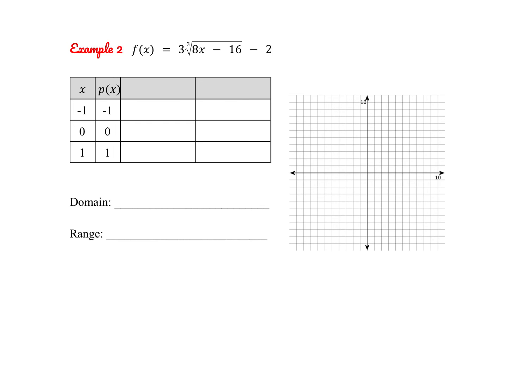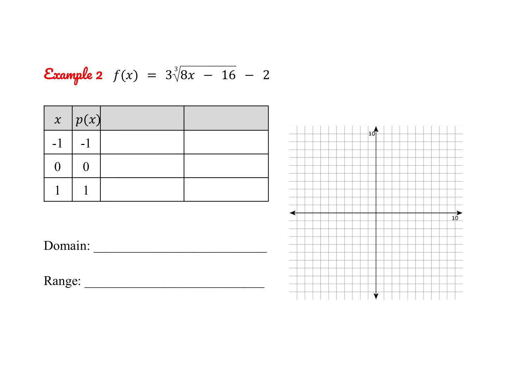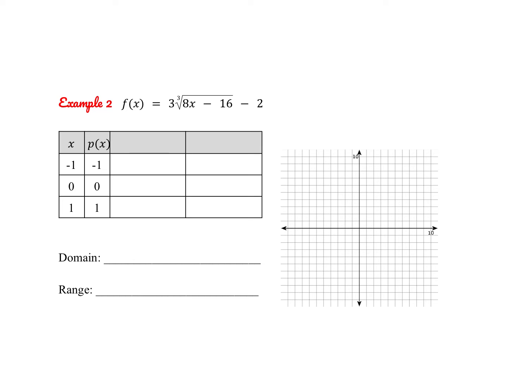So let's try one more together. For this, you need to be really careful. Just remember with transformations, whenever you have a horizontal stretch, shrink, or reflection and a shift, you need to make sure you factor this number out. It can stay inside the cube root, but we need to make sure it's separate from the shift. So we're going to factor out an 8, and then it becomes x minus 2.